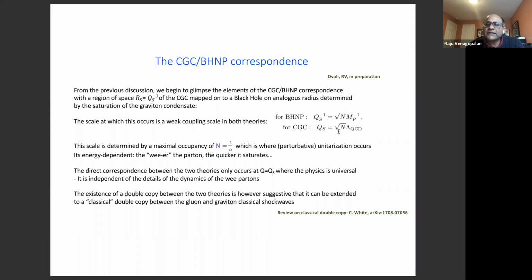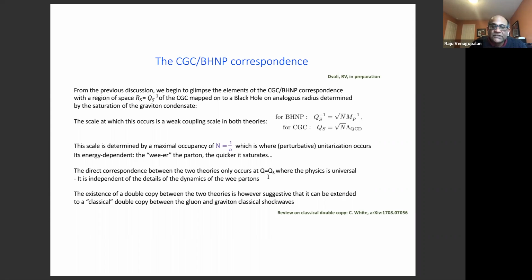In the CGC, Q_S is square root of N times lambda QCD. Okay, so again, the scale is much larger than the confining dynamics that occurs at lambda QCD in the radial limit. It's determined by maximal occupancy of 1 over alpha, and that's where perturbative unitarization occurs. Okay, so you don't need to go to the regime of true strong coupling in either theory to have unitarization of cross sections, and it's energy dependent, right? So the wider the parton, the quicker it saturates. Now, the correspondence between the two theories only occurs at this critical point, Q equal to Q_S, where the physics is universal, okay? It doesn't depend on the details of the dynamics of the weak partons in both theories.